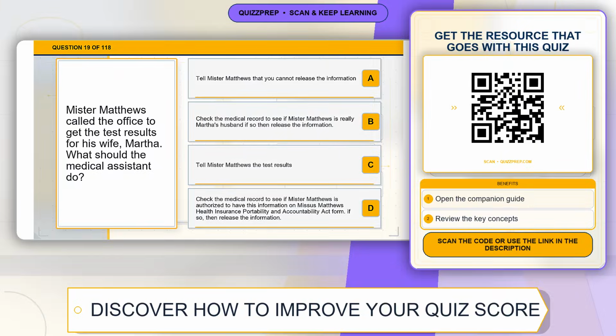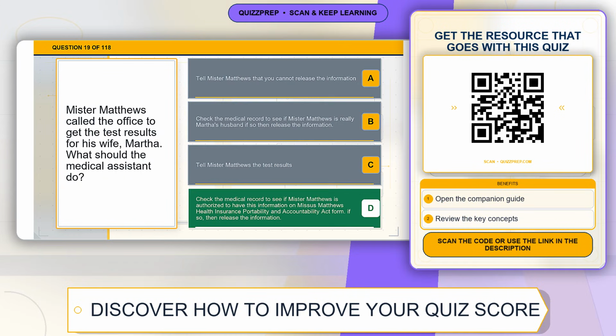Question 19. Mr. Matthews called the office to get the test results for his wife, Martha. What should the medical assistant do? Option A, tell Mr. Matthews that you cannot release the information. Option B, check the medical record to see if Mr. Matthews is really Martha's husband, if so then release the information. Option C, tell Mr. Matthews the test results. Option D, check the medical record to see if Mr. Matthews is authorized to have this information on Mrs. Matthews' Health Insurance Portability and Accountability Act form. If so, then release the information.